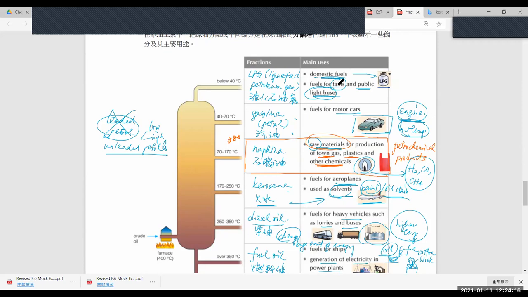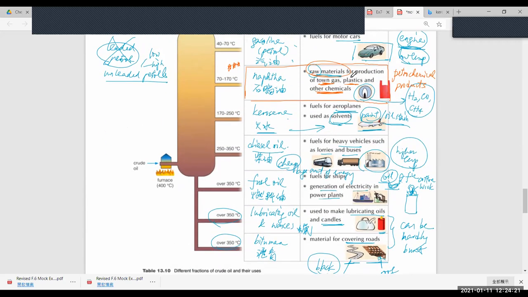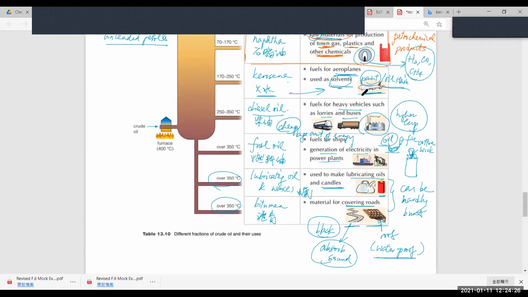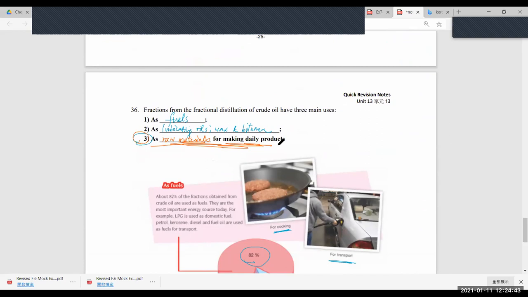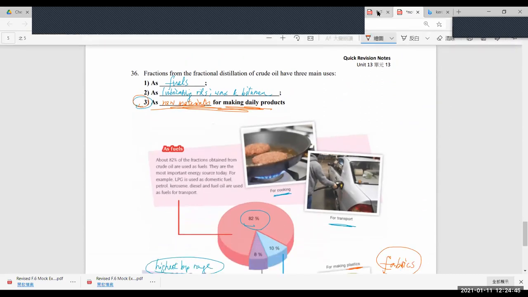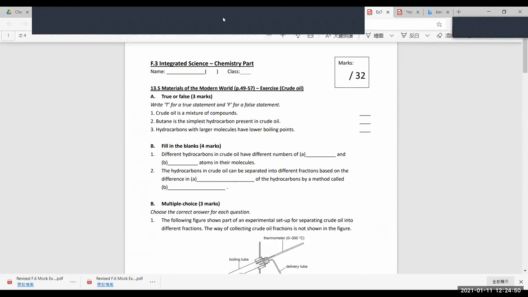While we have fuel for taxis, minibuses, motor cars, and naphtha as raw material for making town gas, plastic, and other chemicals. The larger the size of the public vehicles, you may find they will have different types of fractions to be used. For those which hardly burn, we use lubricating oil, waxes, and bitumen. Okay, is that clear?